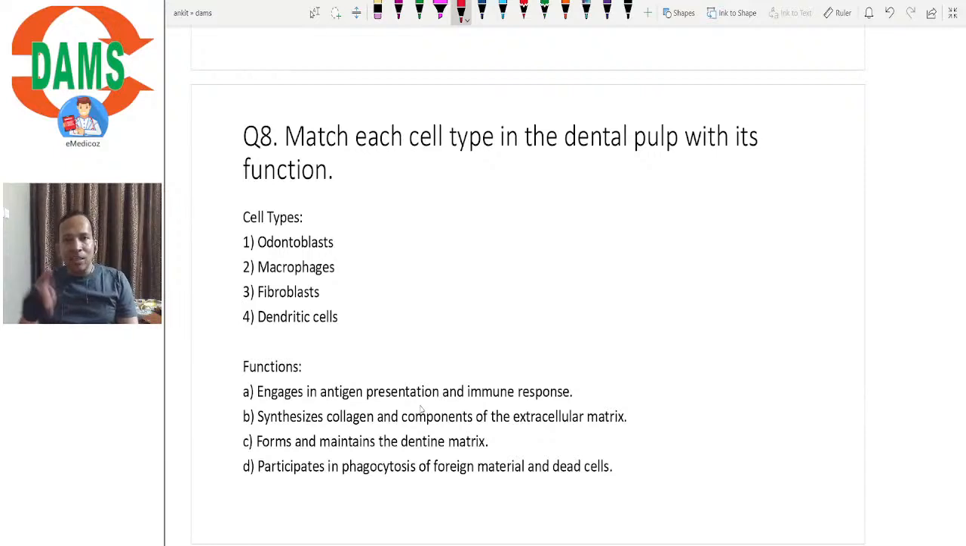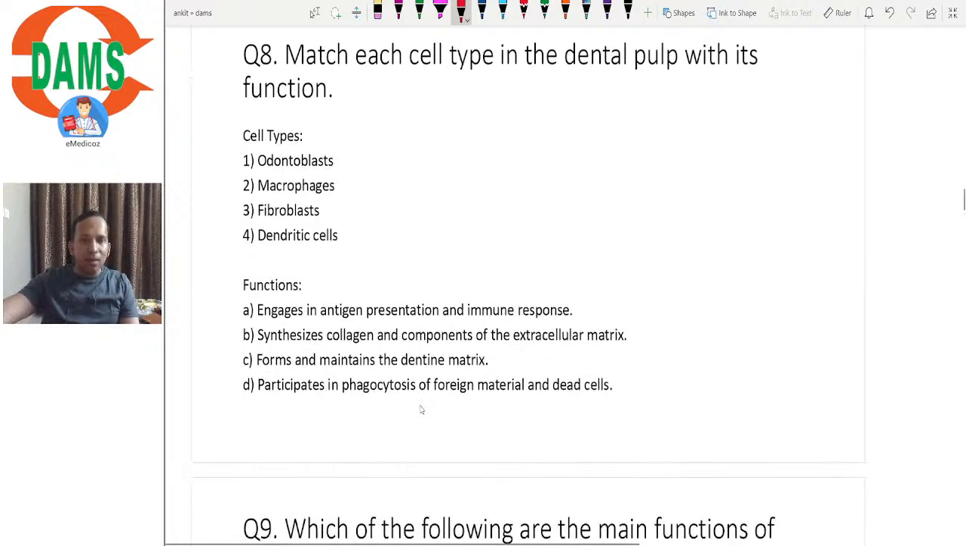Match each cell type in the dental pulp with its function. So here we have some cells. Very good Bhavna and Anshul, absolutely right, okay? So here we have some cells: odontoblasts, macrophages, fibroblasts and dendritic cells, and then we have their functions. So take a look at these cells and tell me if you can match them with their functions.